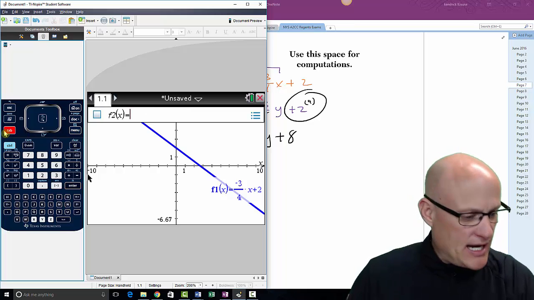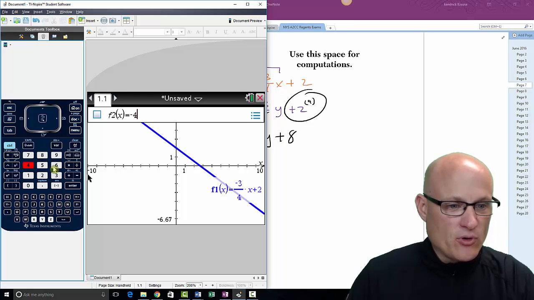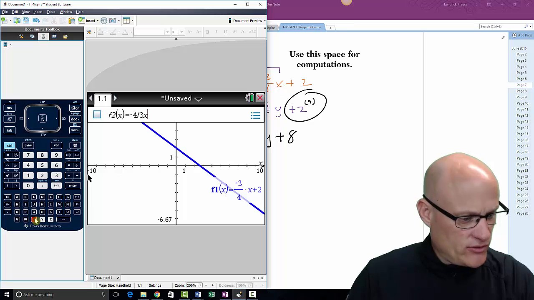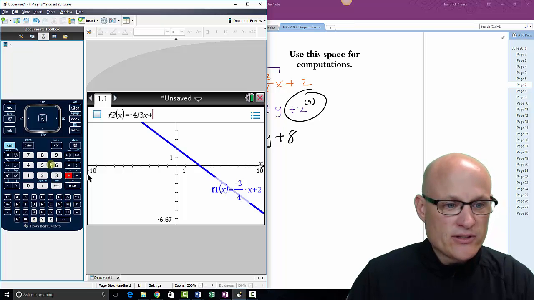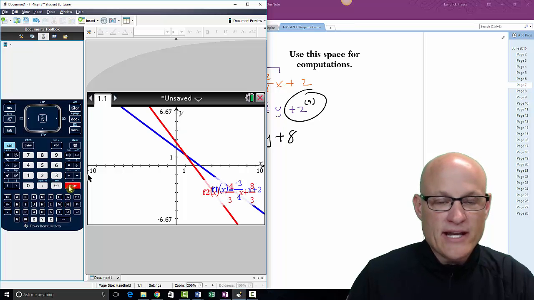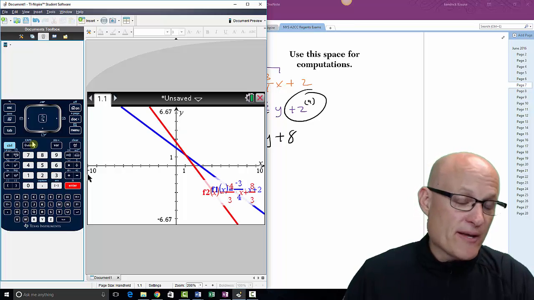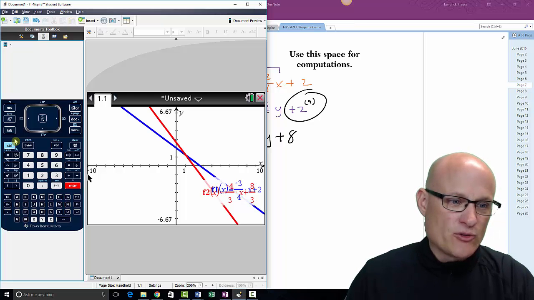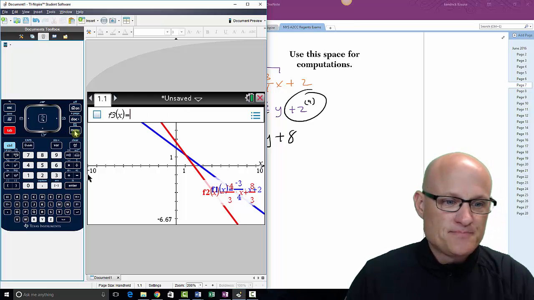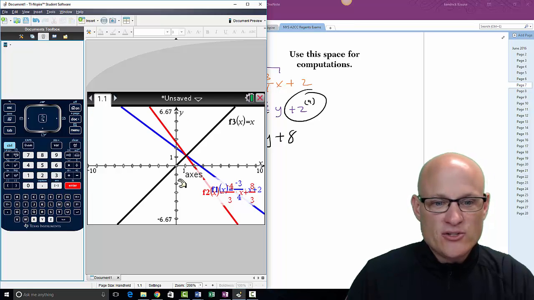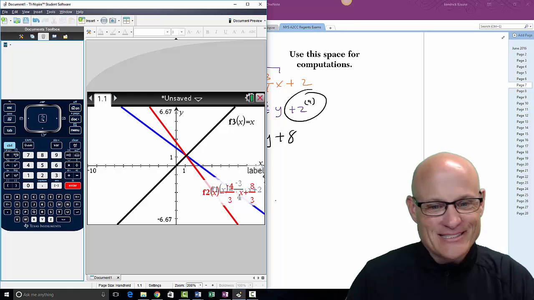Now, let's type in what we got. We got negative 4 divided by 3x plus 8 divided by 3. Enter. Now, in order for them to be inverses, they have to be reflections over the line y equals x. So I'm going to type in one more line, the line y equals x. Do those look like they're reflections?